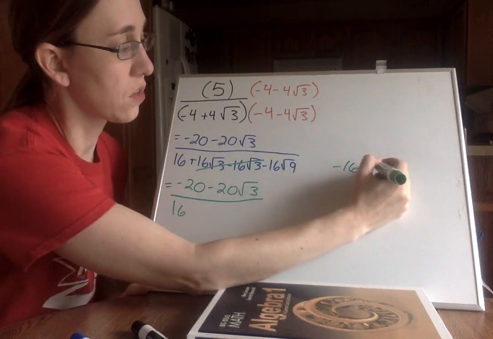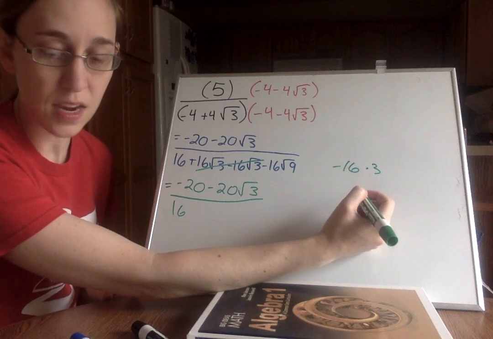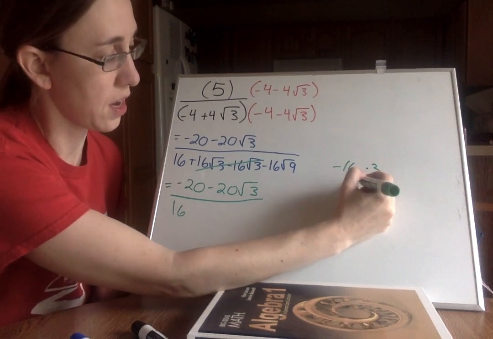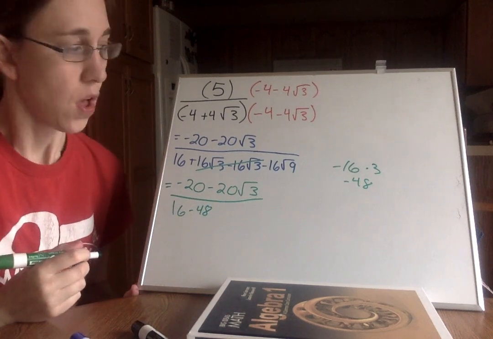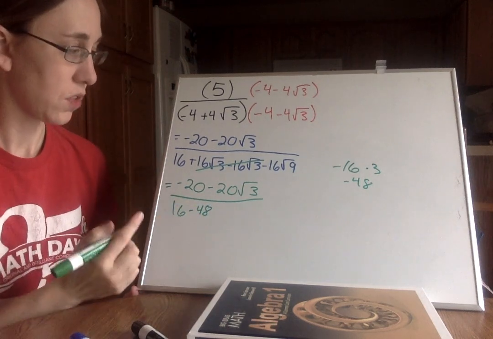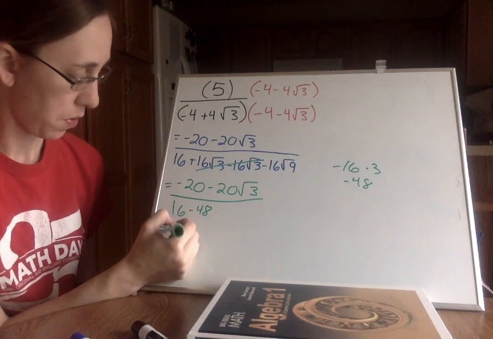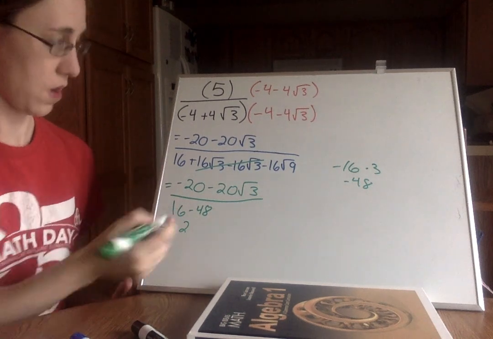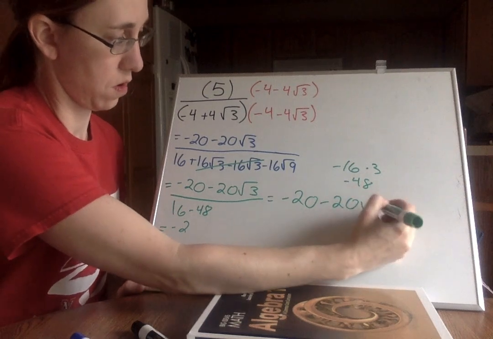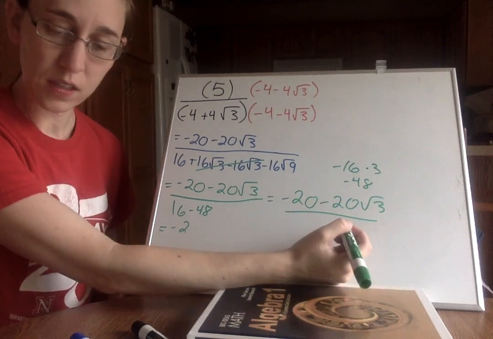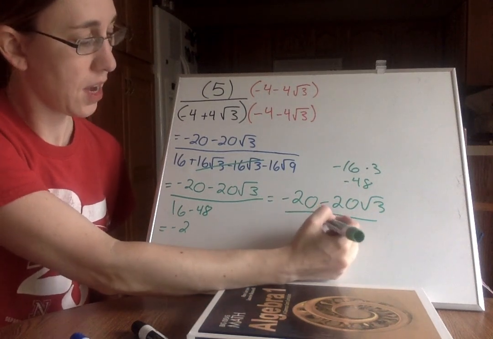And then here, we've got a -16. Square root of 9 is 3. -16 times 3 is -48. So I'm going to put my -48 over here. Okay, so 16 minus 48, if we do our next step, actually, let's write this over here. -20. And 16 minus 48 is -32.